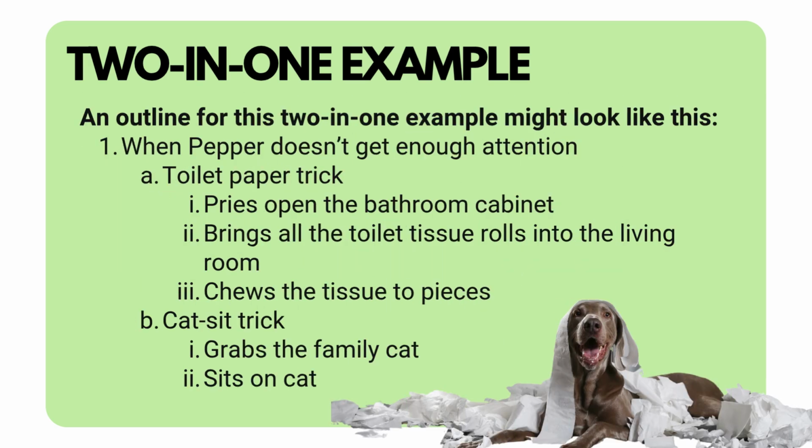So an outline for that 2-in-1 example might look like this. So the main idea or point we're trying to show or convey is that these are the things Pepper does when she doesn't get enough attention. The first example is the toilet paper trick, and then the second example is the cat sit trick. And we went into more detail with what she does for each of those examples.